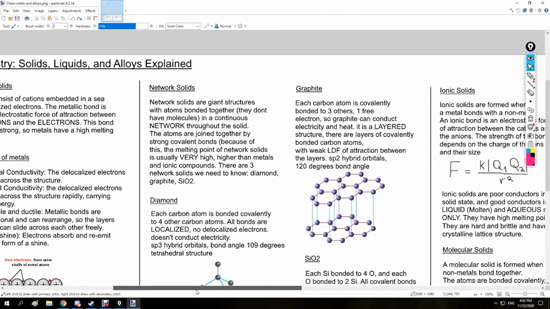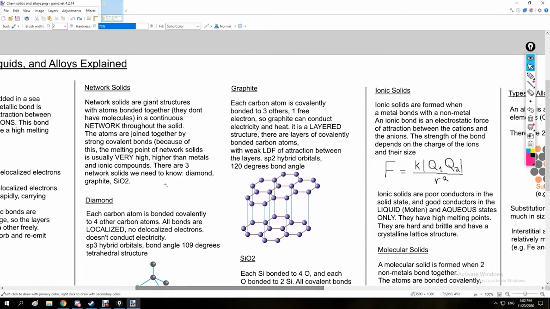So, the next kind of solid is network solids. Network solids are giant structures with atoms bonded together in a continuous network throughout the solid. So network solids don't have molecules. You can think of the whole structure as one giant molecule of a lot of atoms bonded together with strong covalent bonds. And because the bonds are very strong, the melting point of network solids is usually very high, higher than metals and ionic compounds.